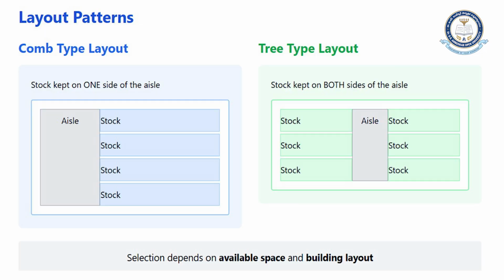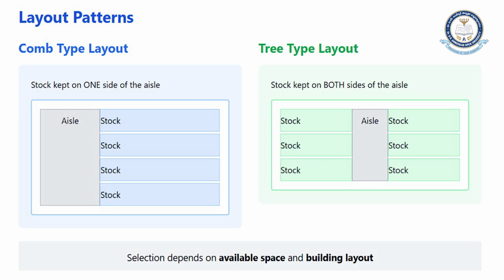Next one is tree type layout. If you look here, this is the stem, and these are the branches that are available on both sides of a tree, like stock on this side and the other side. Like branches on the bark or the stem of a tree, you can see them on both sides. This is tree type layout, where stock is kept on both sides of the aisle which is available in the store.